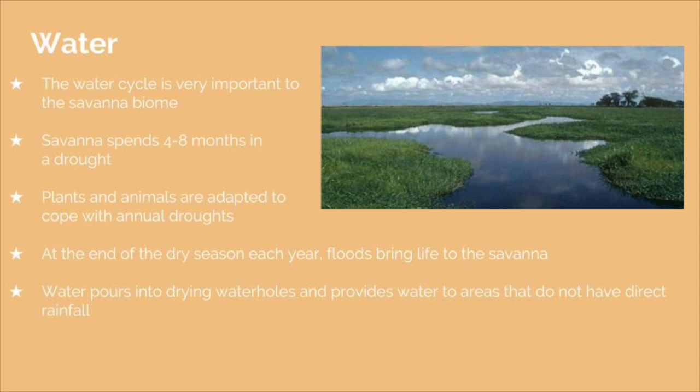The water cycle is very important to the savanna biome, even though it barely rains there. The savanna spends 4 to 8 months in a drought, so rain in the summer is very crucial, since it needs all the water it can get. Plants and animals are adapted to cope and even flourish with annual droughts. At the end of the dry season each year, floods bring life to the savanna. Water pours into drying waterholes and provides water to areas that do not have direct rainfall.